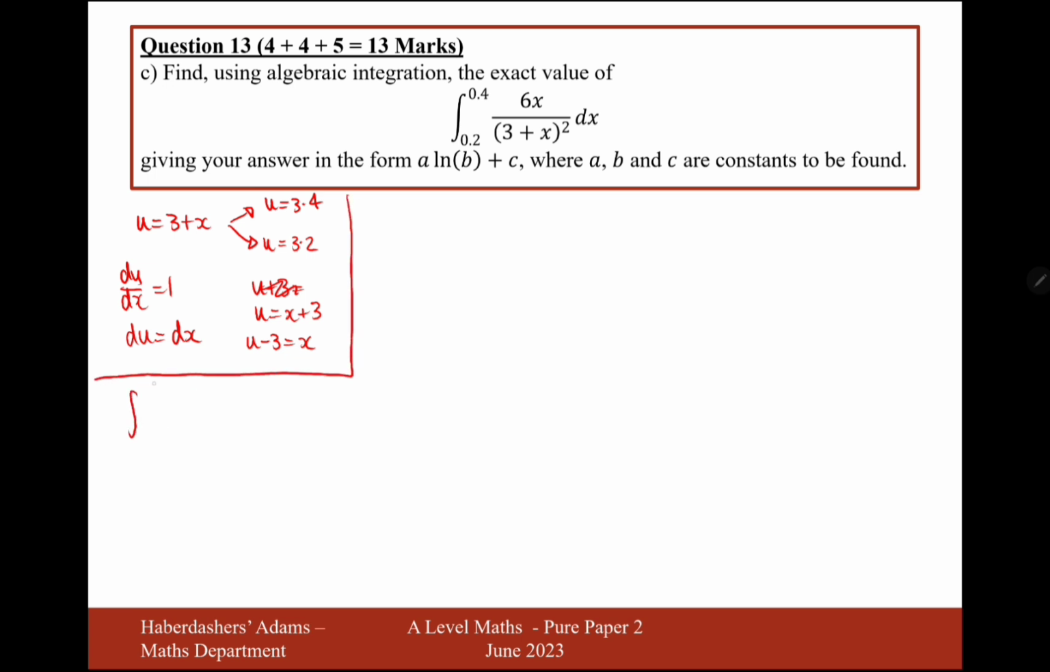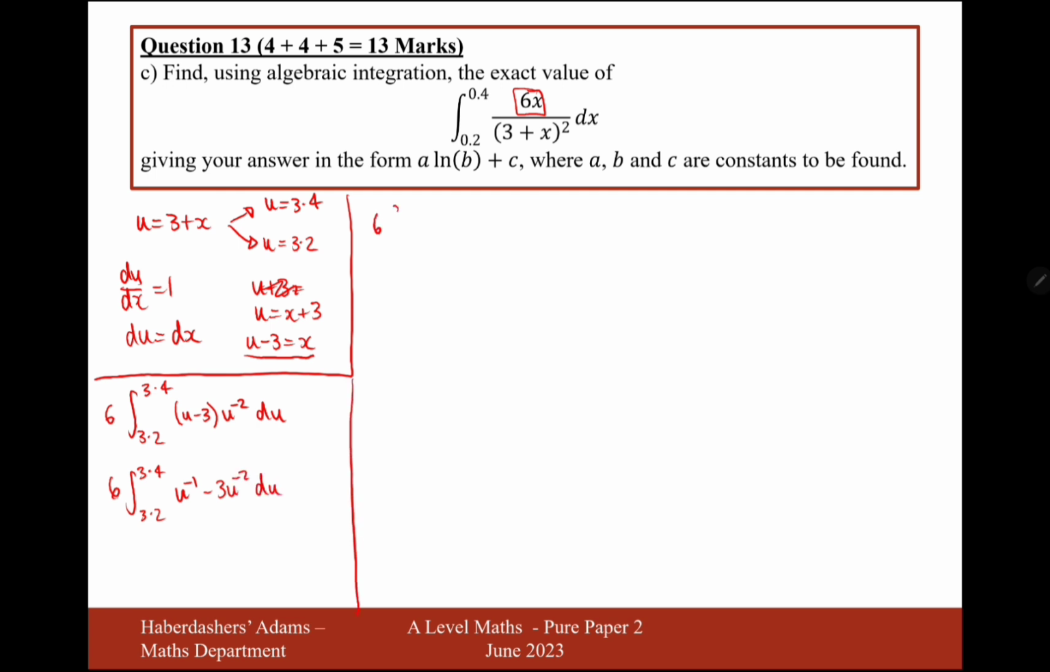So it's going to become the integral between 3.4 to 3.2 of 6x on the top. I'll move the 6 to the front. x is now going to go in, and I'm going to use u minus 3 instead of the term x. And then 3 plus x to the minus 2, so that's going to now be u to the minus 2. And in this equation here, du is equal to dx, so I'm going to replace it with the du. Okay, so let's now expand the brackets in this equation here. So it'll be u to the minus 1 minus 3u to the minus 2 du.